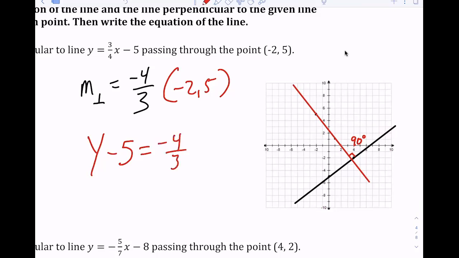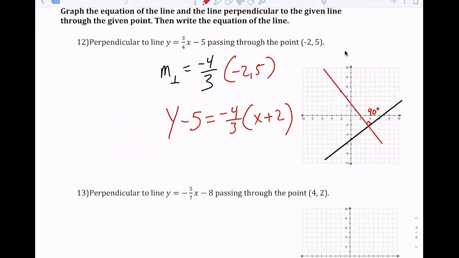-4/3. And then x minus or plus 2. Come on, that's all it is. You do it enough, it's simple, simple, simple. All right? Everybody trust me on the graphs, right? I made you draw some graphs so you could physically see that the intersection is a right angle.